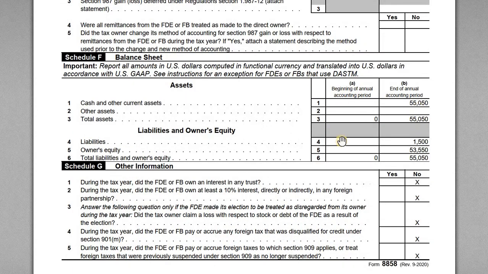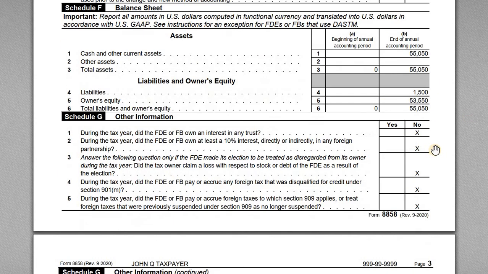Schedule F, balance sheet. Again, you'll notice very simple. You're just reporting assets, liabilities, and equity. They just want one line item totals, right? So nothing too complicated there, but nevertheless, you still got to report it. Schedule G has a bunch of questions. Just answer yes or no, depending upon whether it's applicable to your entity.